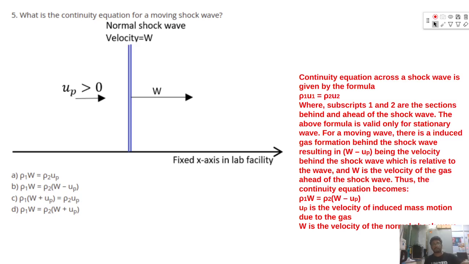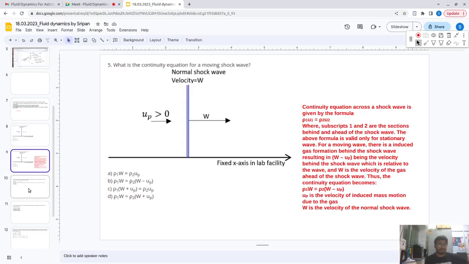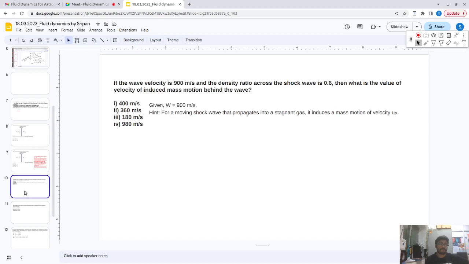So the answer here is rho 1 W equals rho 2 (W minus UP). Keeping this in mind, rho 1 W equals rho 2 (W minus UP). Now what is given?